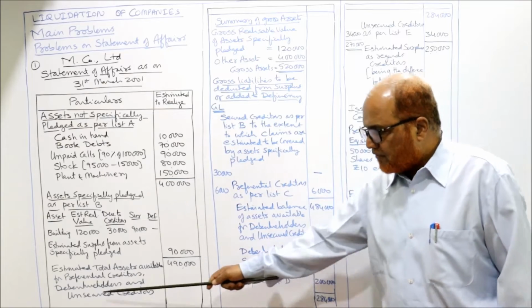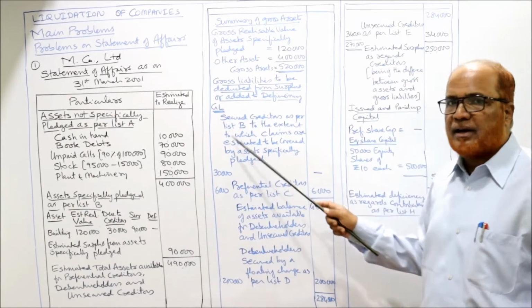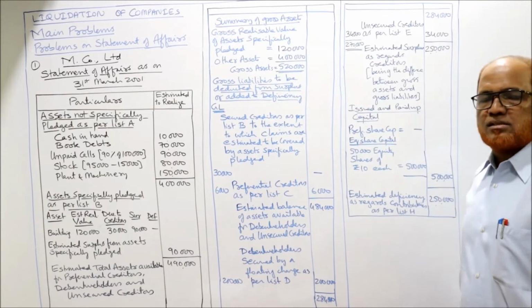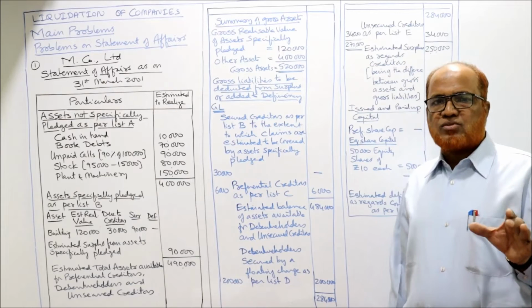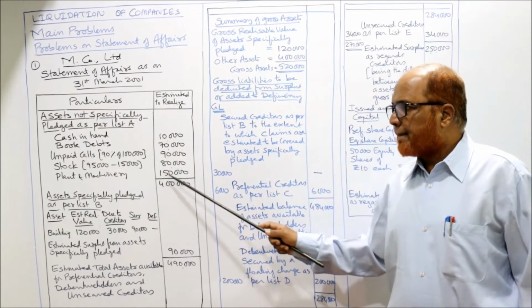Now we'll continue. From here onwards we have to continue. There is no space, that's why I have taken it separately, but you have to continue from there. The summary of gross assets. What is the total gross assets we want to find out? These are the assets, other assets.